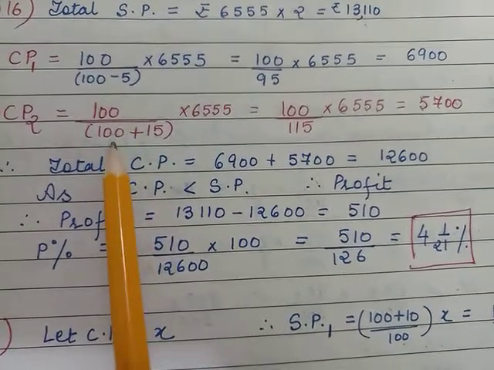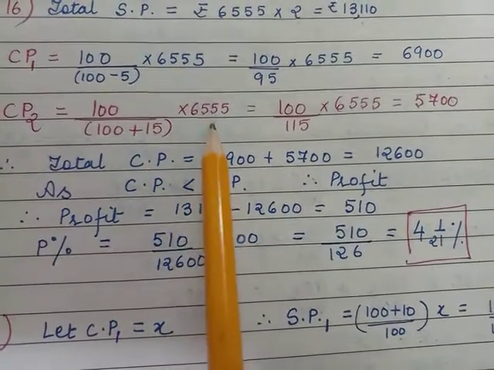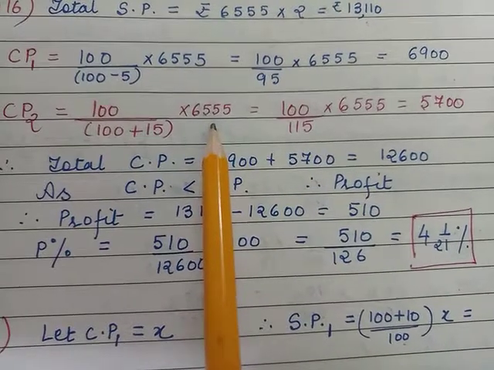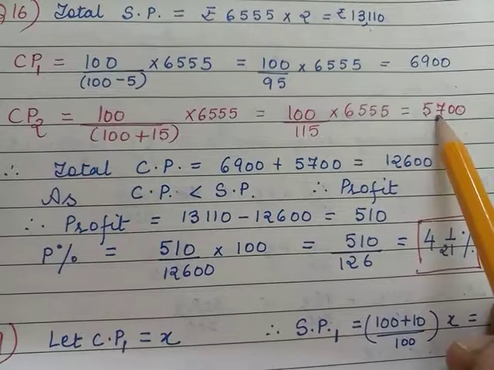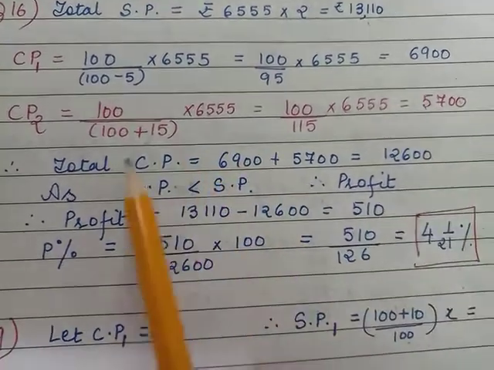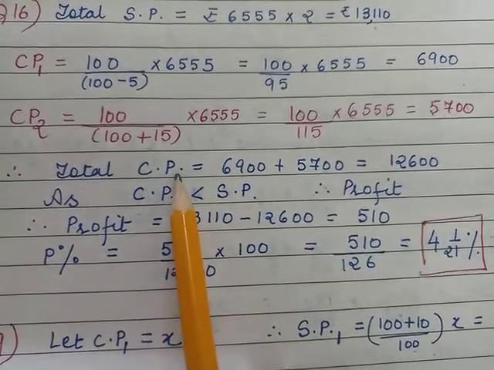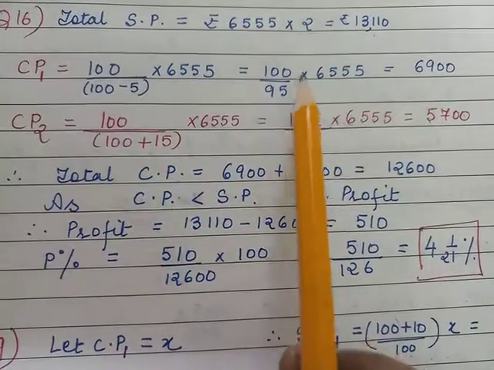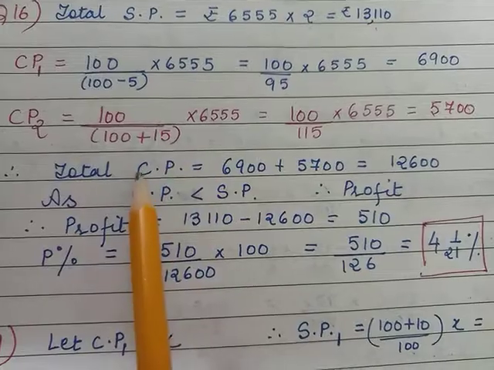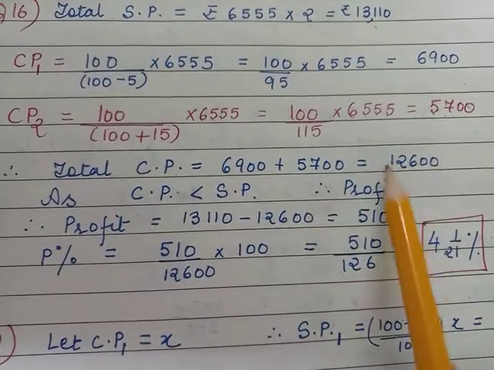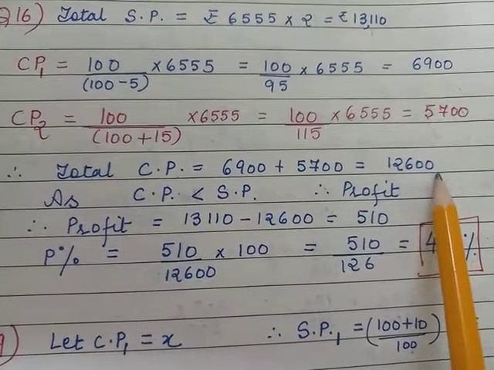Similarly, we calculate the cost price of the second camera, which is being sold at the profit of 15%. So that becomes 100 upon 100 plus 15 into 6,555. If we do the calculation, it becomes 5,700. Now can we calculate the total cost price? We know the cost price of the first camera as well as the second camera. We find the total cost price, that becomes 12,600.